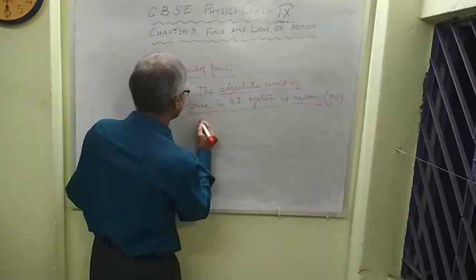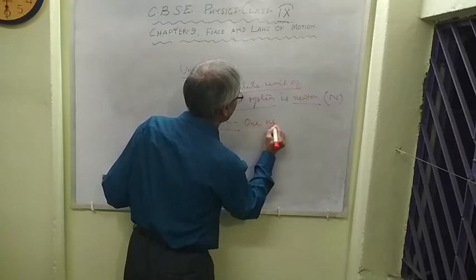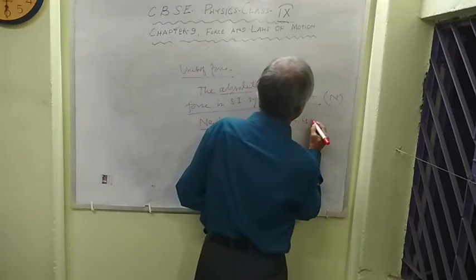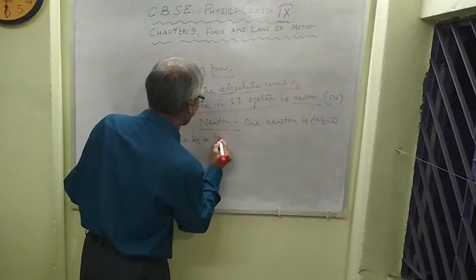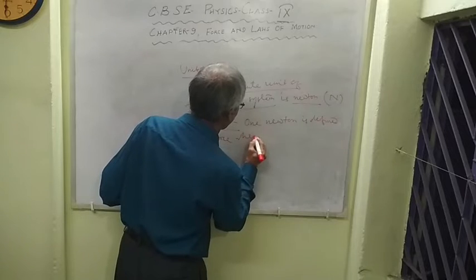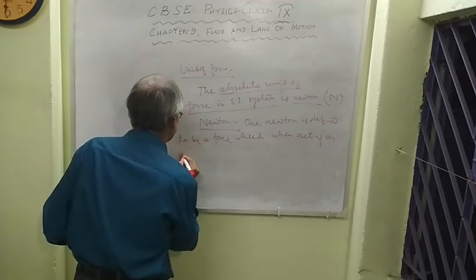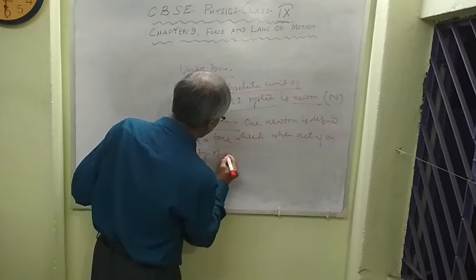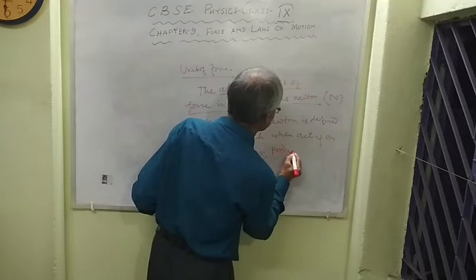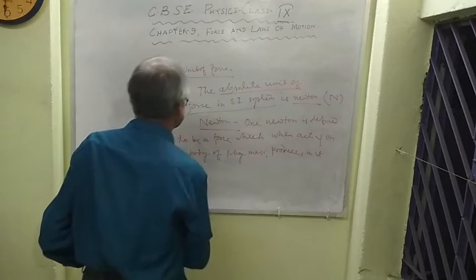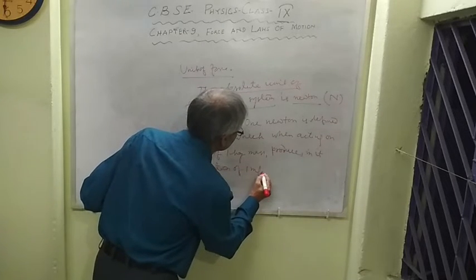Remember. Now, we define the Newton. 1 newton is defined to be a force which, when acting on a body of mass 1 kilogram, produces in it an acceleration of 1 meter per second square.